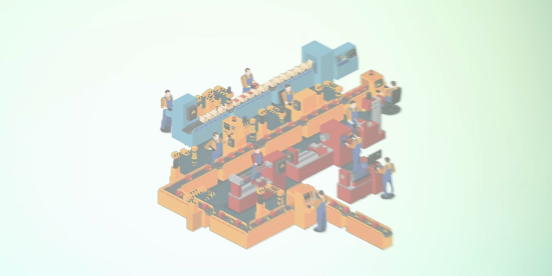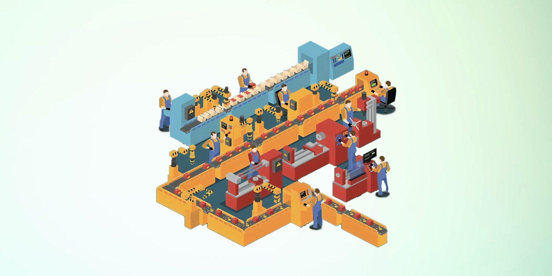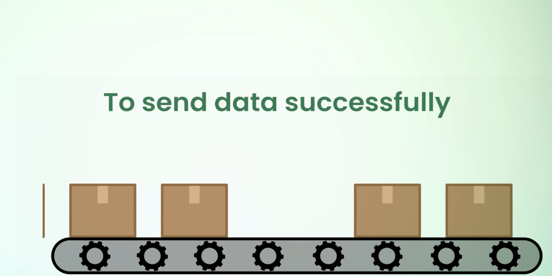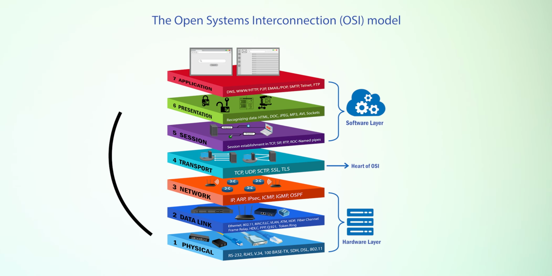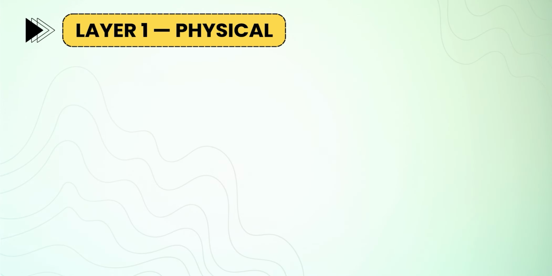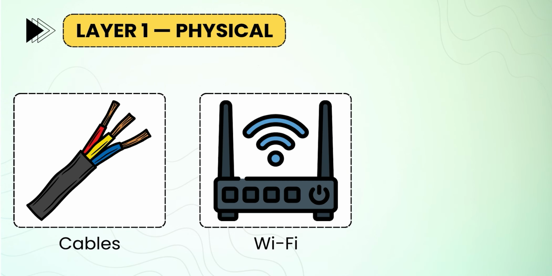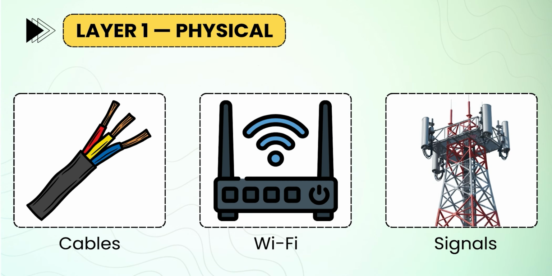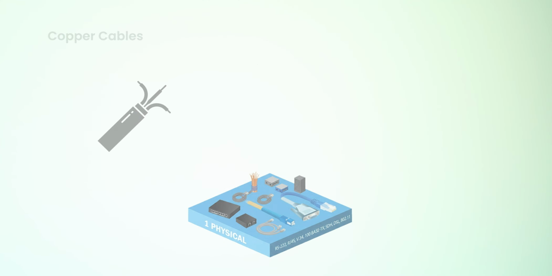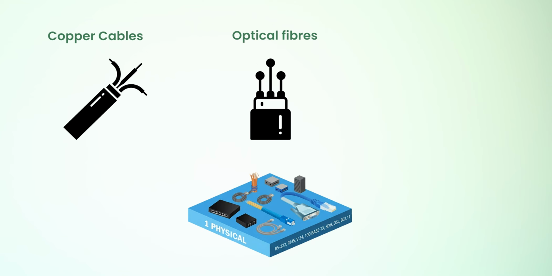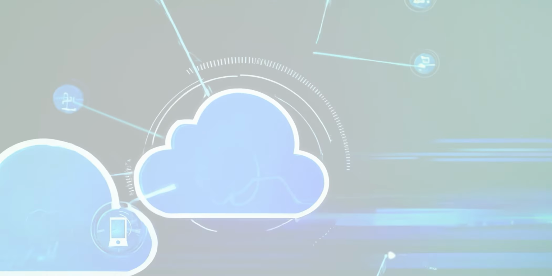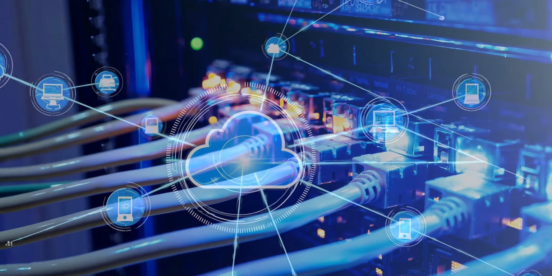Think of it like a factory assembly line. Every layer has one job, and they work together to send data successfully. Let's go through each layer, from bottom to top, using simple language. Layer 1. Physical. Cables, Wi-Fi, signals. This layer is all the physical hardware. Copper cables, optical fibers, Wi-Fi radio waves, anything that moves bits of data as electrical or optical signals. It sends raw zeros and ones.